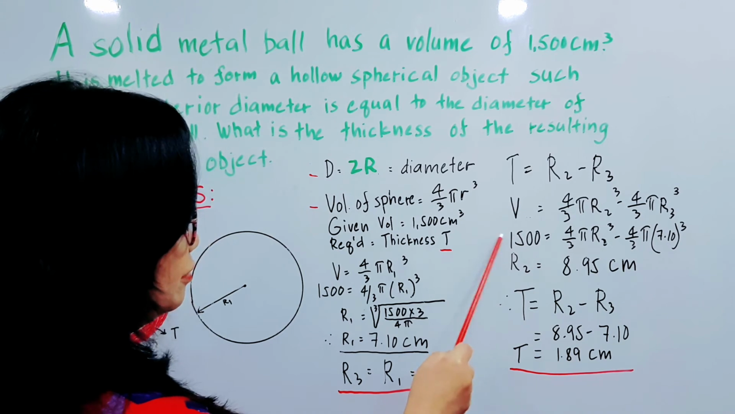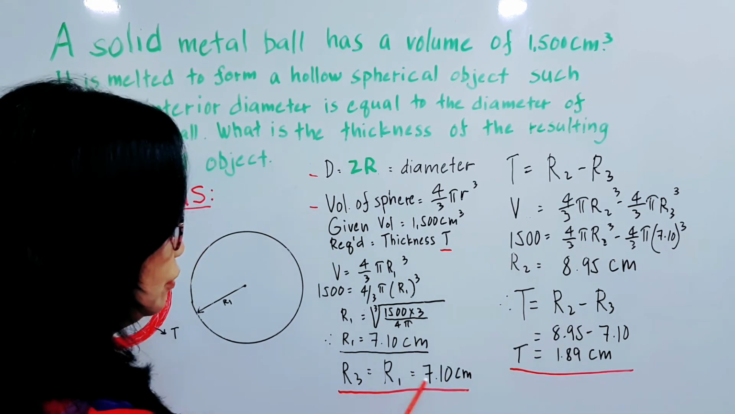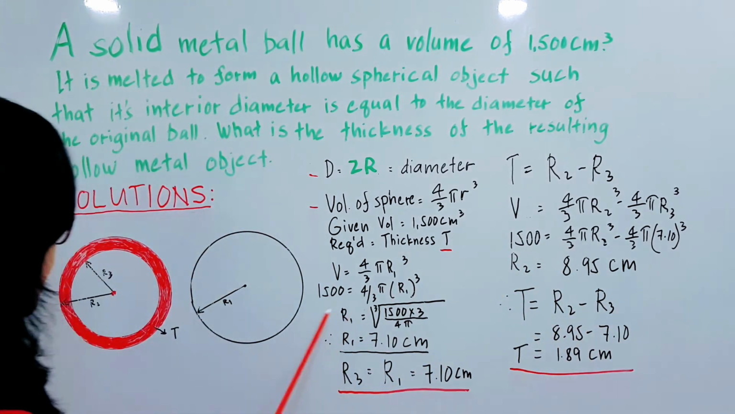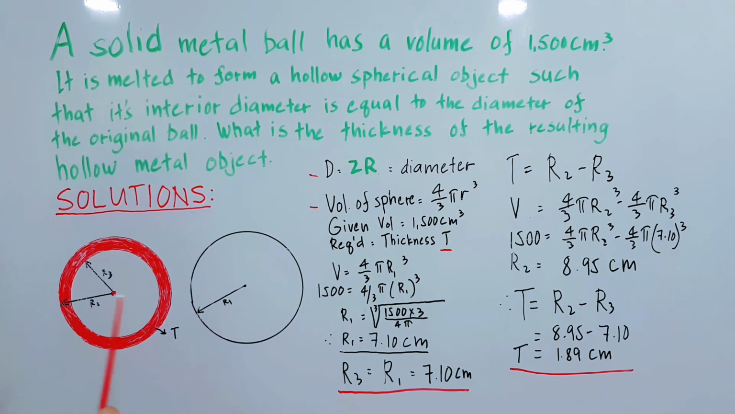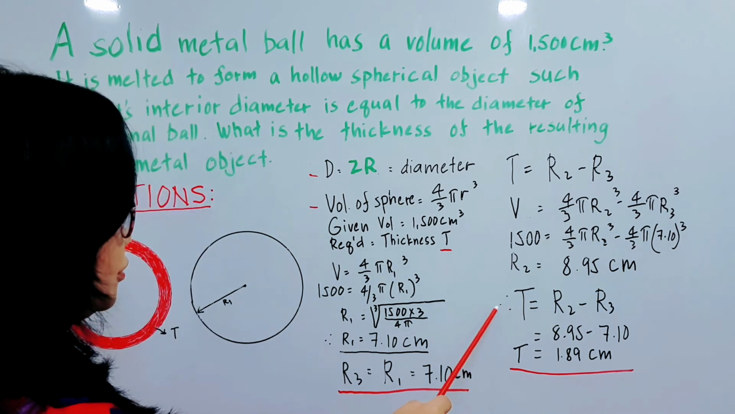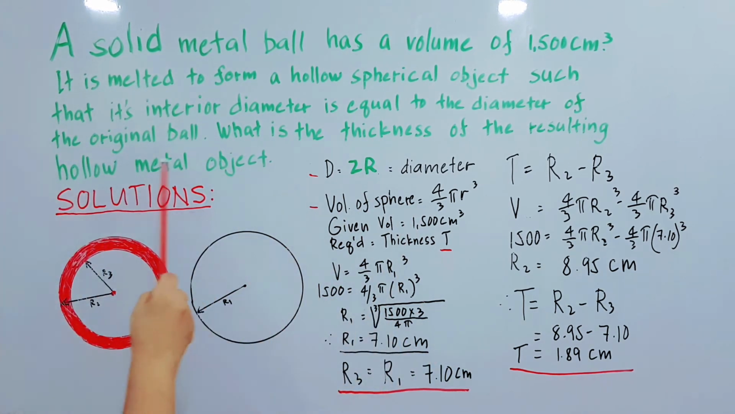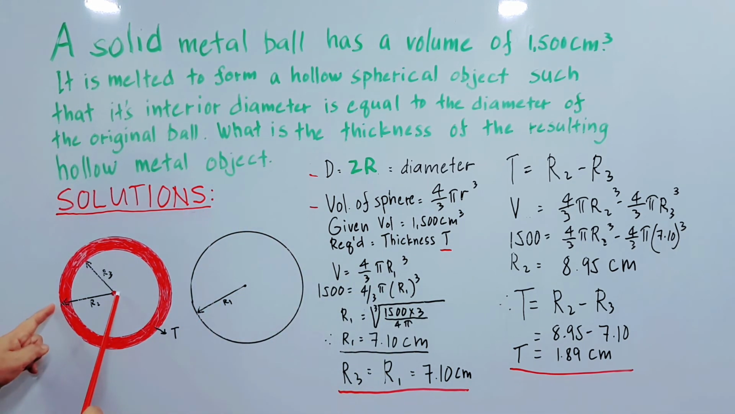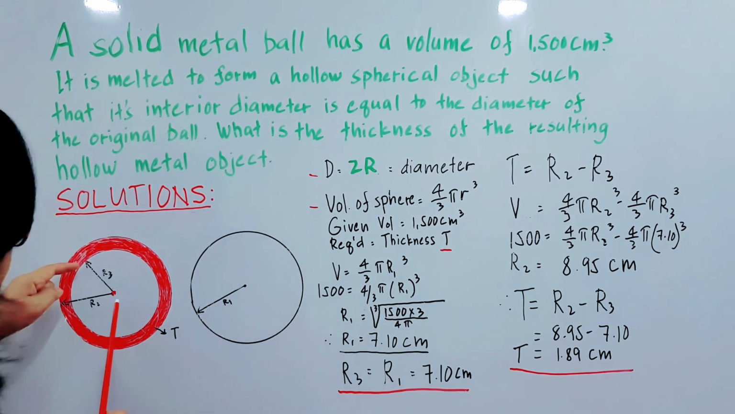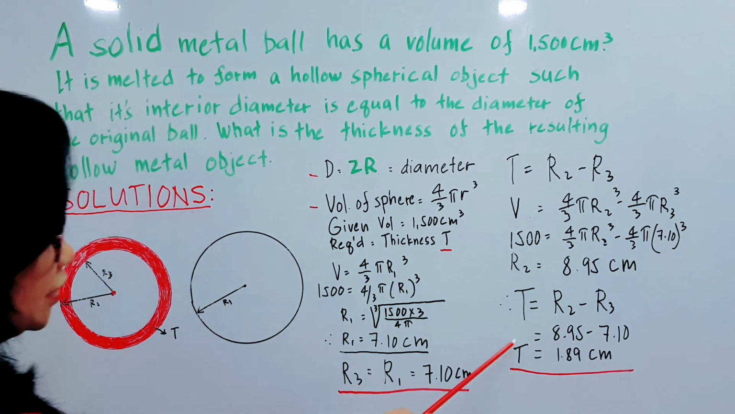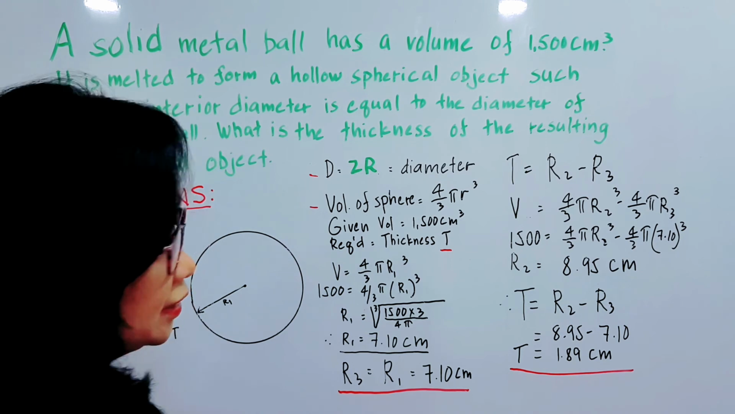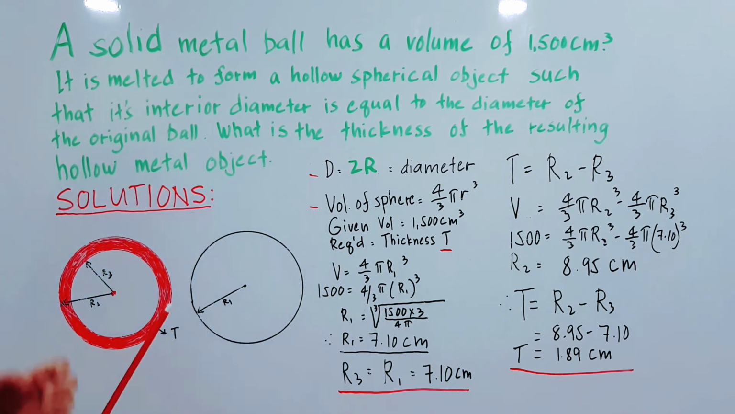Substituting the values of volume and the value of R3, which is 7.10, R2 therefore is equal to 8.95 centimeter. So, see? R2 is greater than R1 now. Therefore, to solve the thickness of the hollow metal object, it must be R2, the radius 2, minus the radius 3, which is equal to 8.95 minus 7.10. Thickness therefore is 1.89 centimeter.